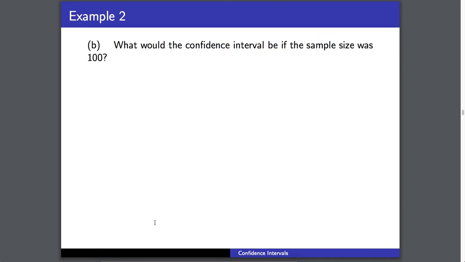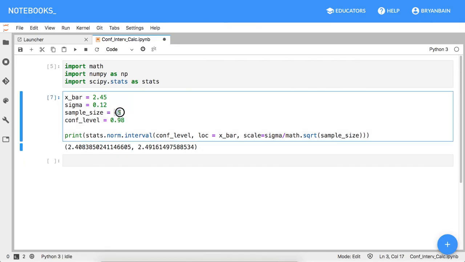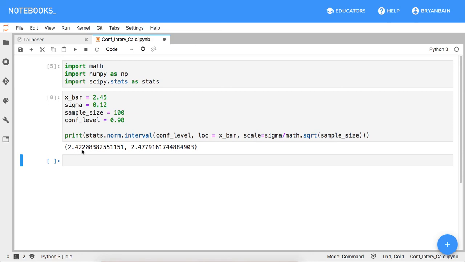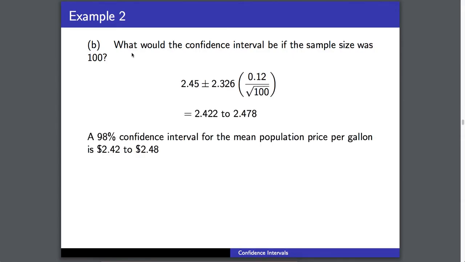All right, part B: what would the confidence interval be if the sample size was increased to 100? Not changing the confidence level or anything else, just changing our sample size to 100, what we end up with is about $2.42 to about $2.48. So we didn't change anything except the sample size.